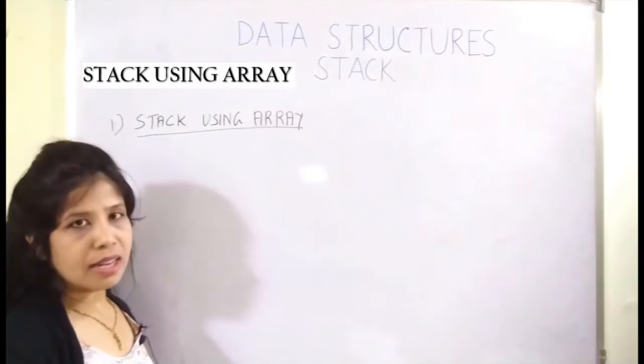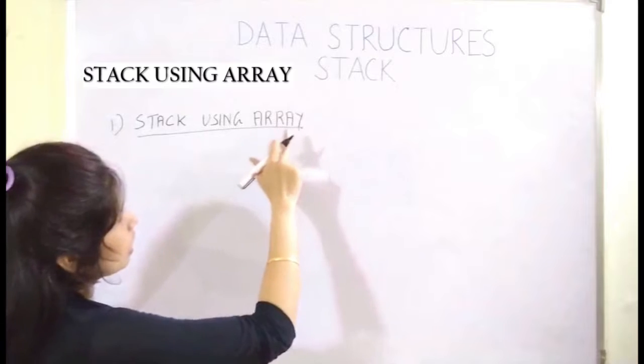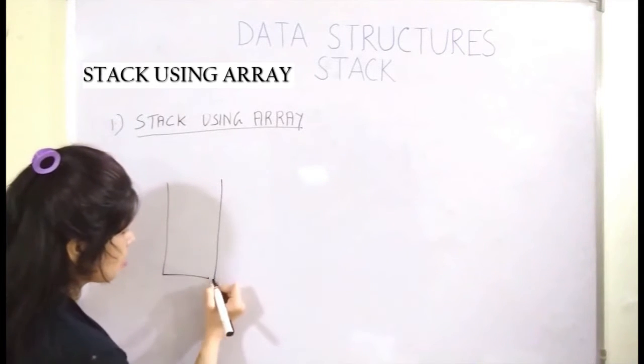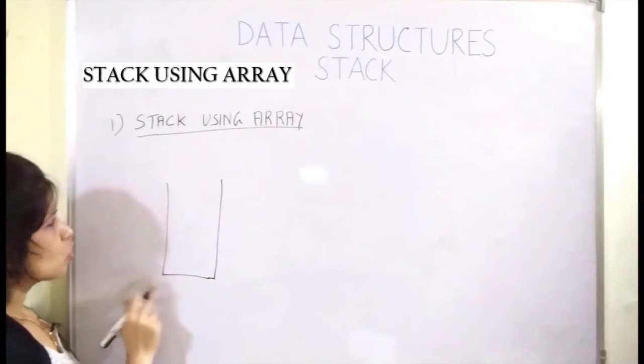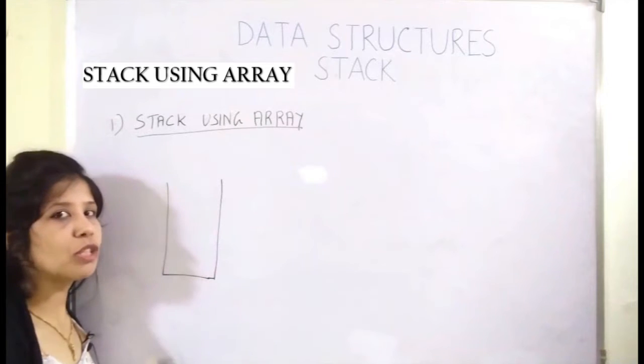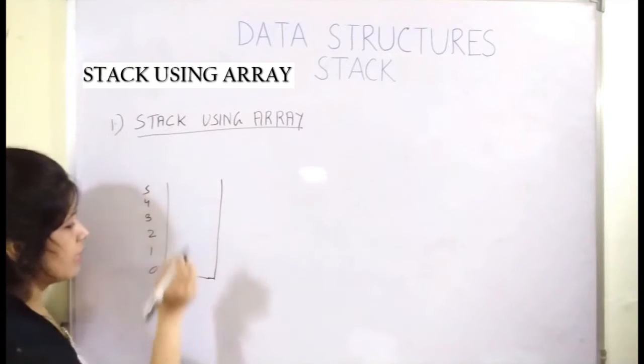Stack using array means you are implementing the stack statically, because we know that the size is fixed. So here, consider your stack. It looks like this logically. Since we are implementing using an array, we know that in an array the indexing starts from 0 to n minus 1. So this is 0, then 1, this is 5, and n minus 1.